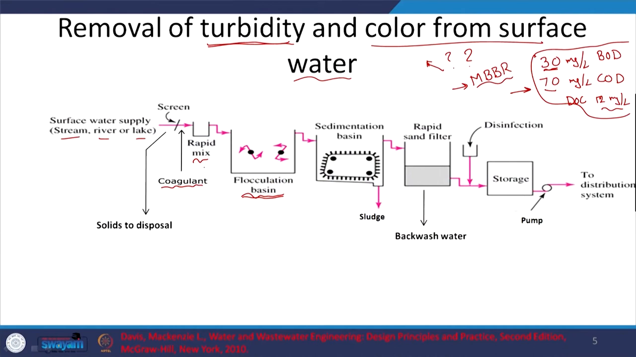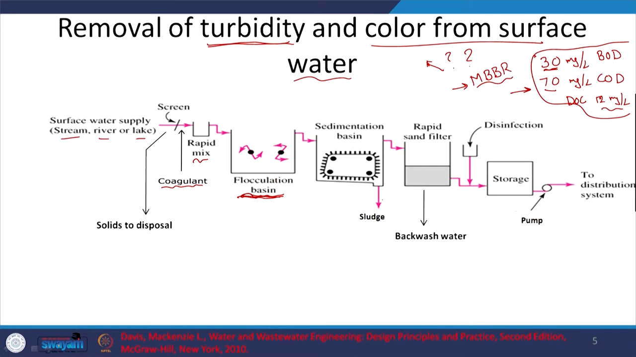But typically, they need to overcome their force of repulsion. So for that, we add coagulant. We will look at the relevant reasons later. And then after that is done, the flocks can be formed, right? And once the bigger flocks are formed, they will be removed in the sedimentation tank, let's say, right?